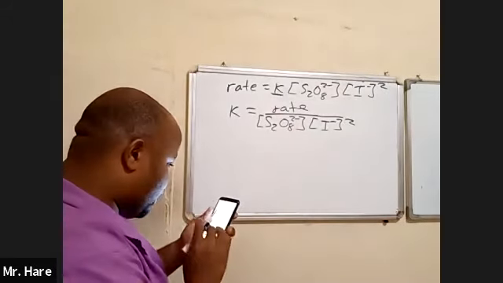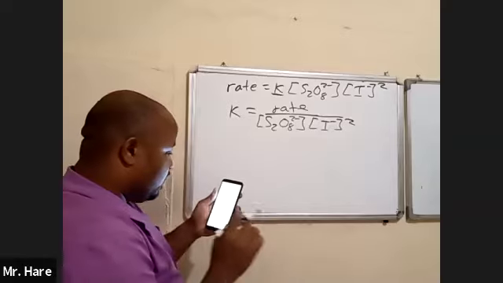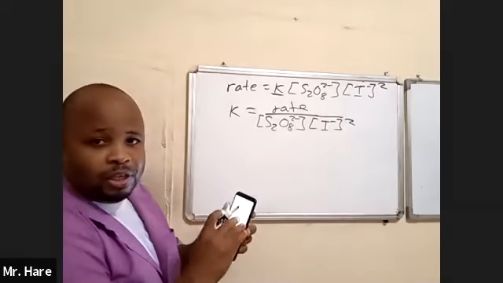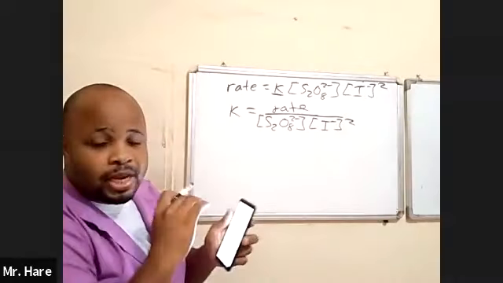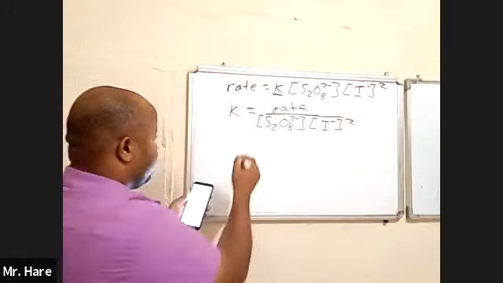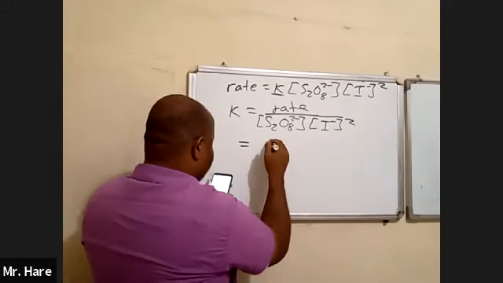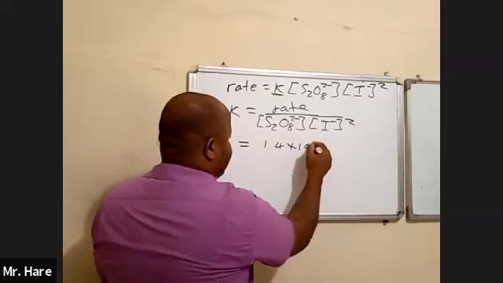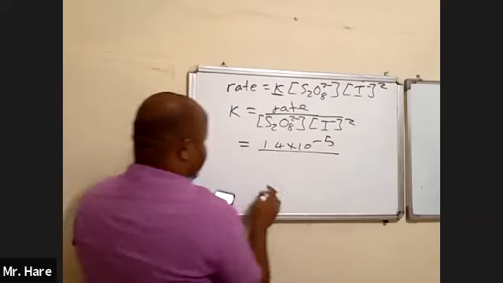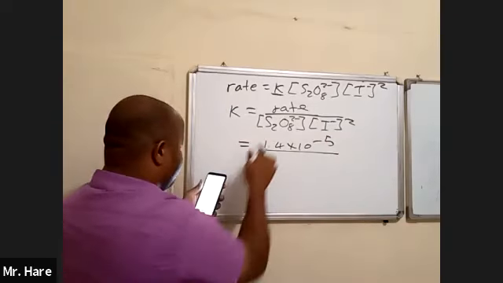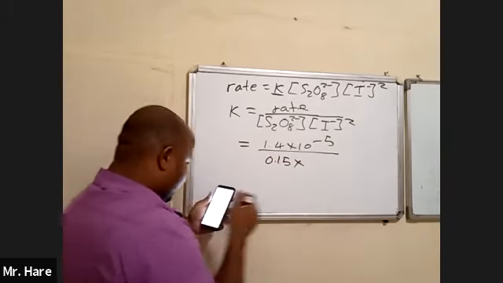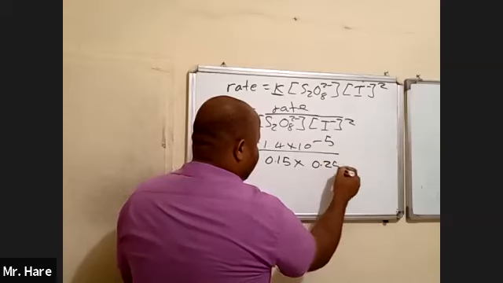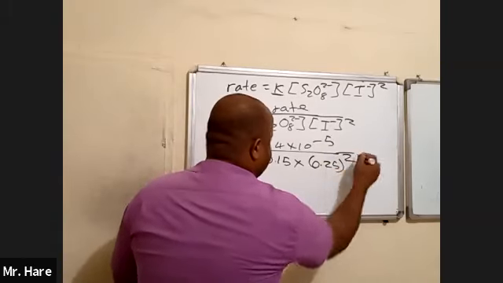So I am going to use experiment number 1. And we're going to use the concentration and the rate for experiment number 1. But you can choose any experiment. So for experiment number 1, the rate is 1.4 times 10 to the negative 5. The concentration of S2O8 is 0.15. And the concentration of I minus is 0.25. And we must square that.